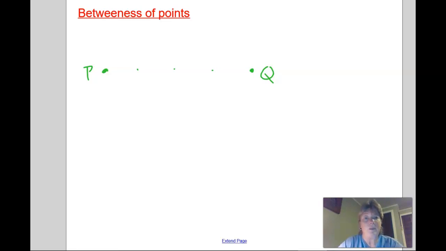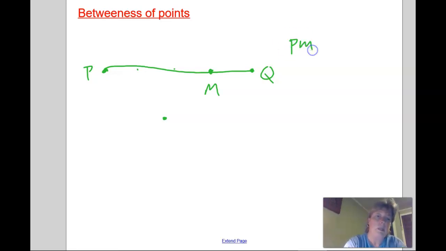And they're between P and Q because they are collinear with P and Q. So something like this out here, we don't in geometry consider that to be between P and Q because that's not collinear with P and Q. One way to check to see if a point is between other points is if I take this point right here, we'll call this M. If M is between P and Q, in other words, if it's collinear with P and Q, that would mean that the length of PM plus the length of MQ would have to equal the length of PQ.